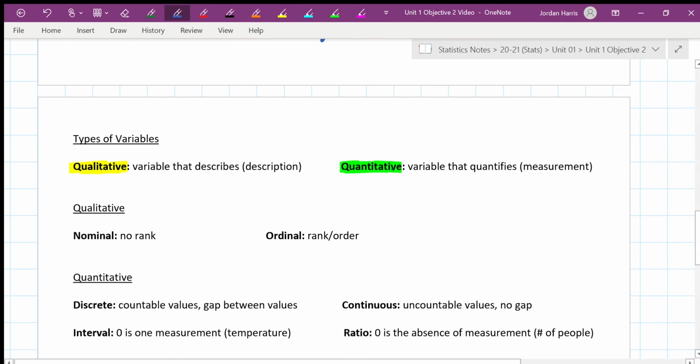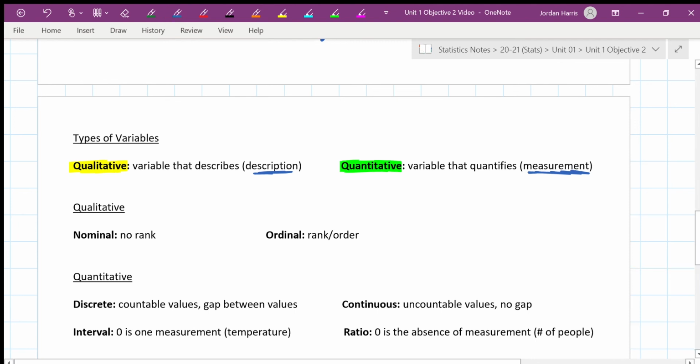Okay, a lot of people have difficulty with this. Think measurement. Quantitative means measurement. Qualitative means description. So if we're talking about like color, classes, shoes you're wearing, clothes you're wearing, that's a qualitative value. It's describing. If you're talking about height, speed, length, something like that, that is a quantitative variable.